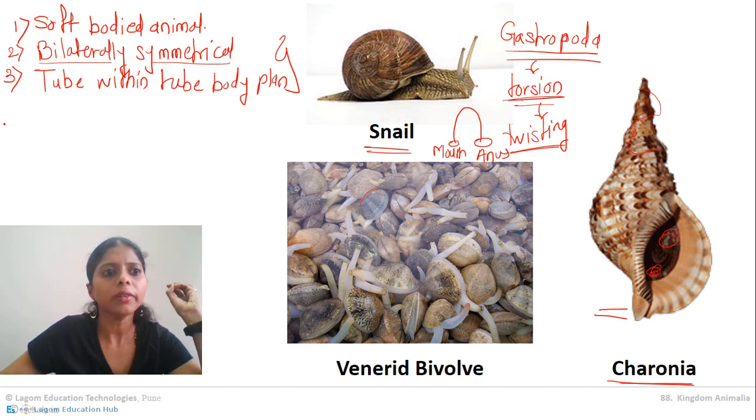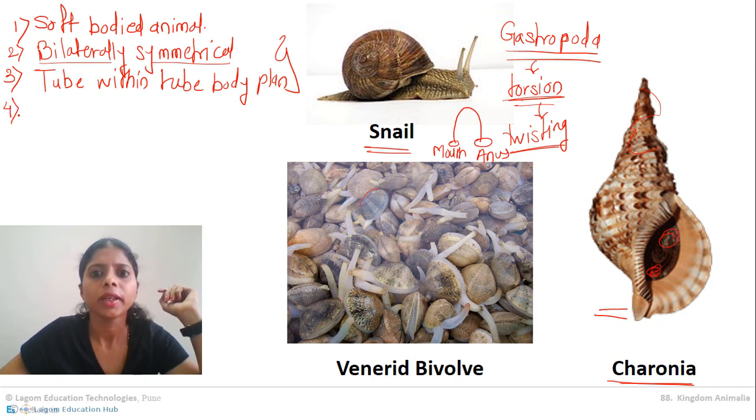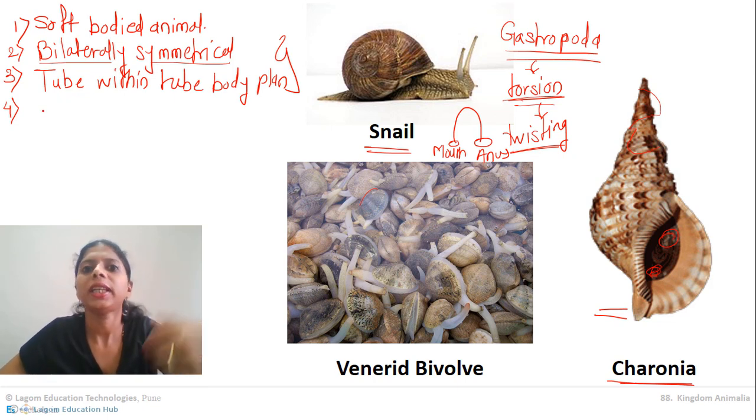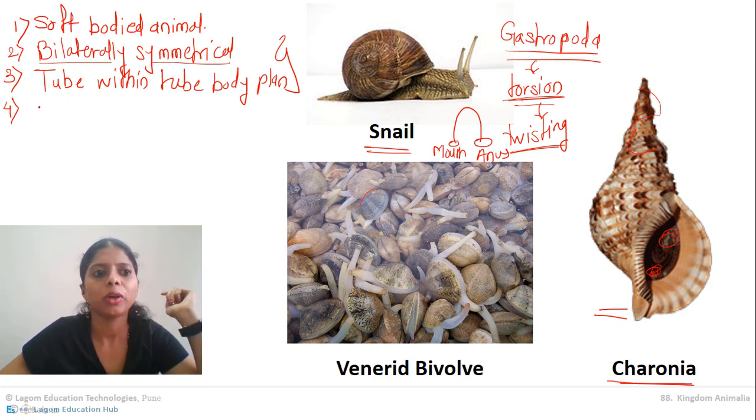Now let us go to the next characteristic. Now the fourth characteristic is that these are triploblastic animals. I am not writing this simple characteristic. We'll just study the more complex characteristics. Now they are triploblastic animals and even they are coelomate. They are true coelomate. But more specifically they are hemocoelomate. What are they?